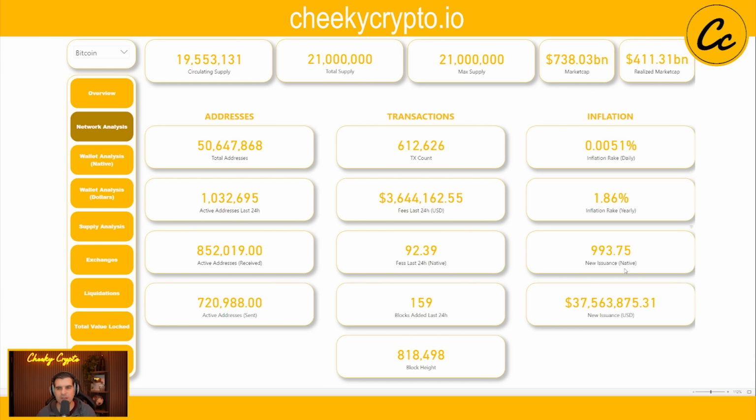New issuance in the last 24 hours was 993 Bitcoin. Of course, that will be halved going forward. Okay. So there's going to be a big impact here on the mining operations, more so than there's going to be an impact on price, in my opinion. So basically, in USD value, that's 37.5 million in the last 24 hours that was created from mining. Okay, so we can see all of that in there. So network analysis is quite an important one now.